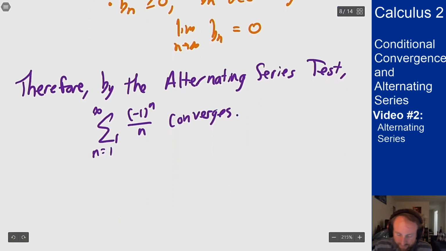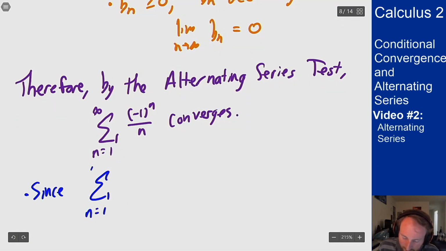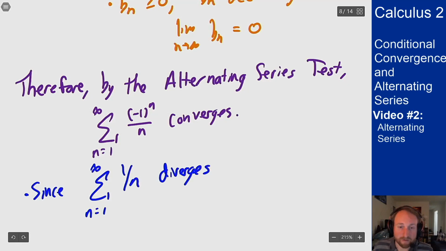As another note, since we know that this series of absolute values is just 1 over n, this diverges. This becomes our first actual example of a conditionally convergent series. It converges by the alternating series test, but the absolute value series does not converge.